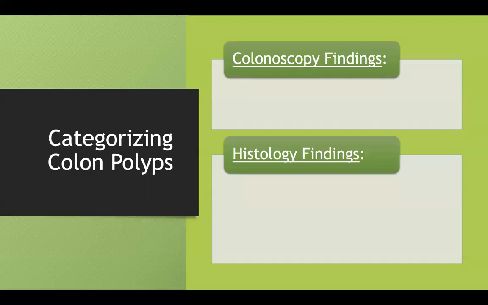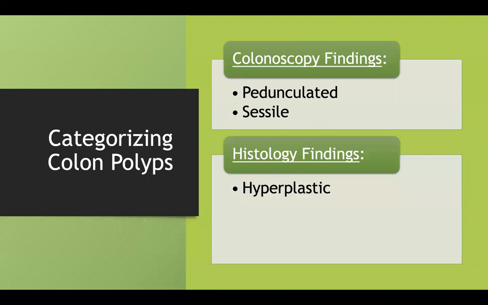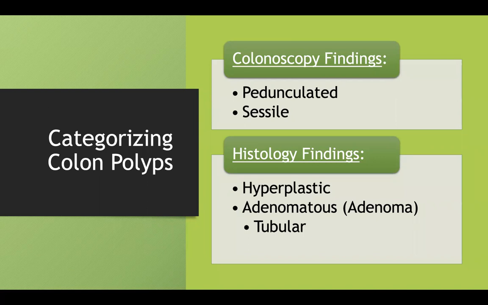So there's a few different ways to categorize these polyps. You can categorize them based on what you see on a colonoscopy, and that could be pedunculated or sessile. You could also categorize them by what you see under the microscope. So you can get hyperplastic polyps, adenomatous polyps, and of the adenomatous polyps, you can have a tubular polyp or a villus polyp or a tubulovillus. So there's a few different ways to categorize them. And I want to break this down to make it easy for you to understand.